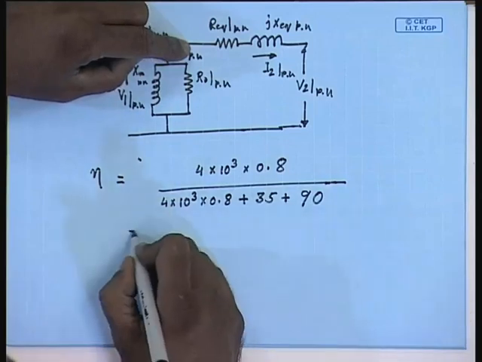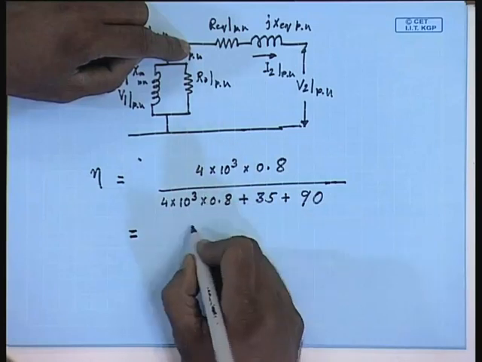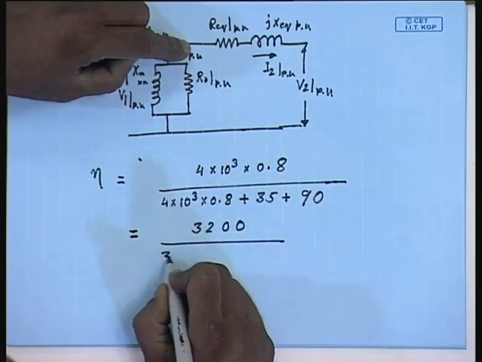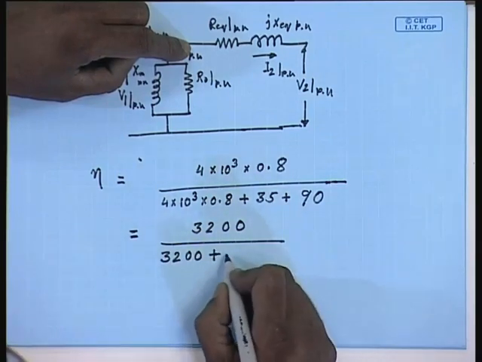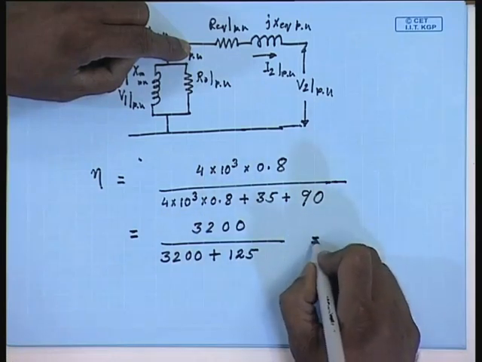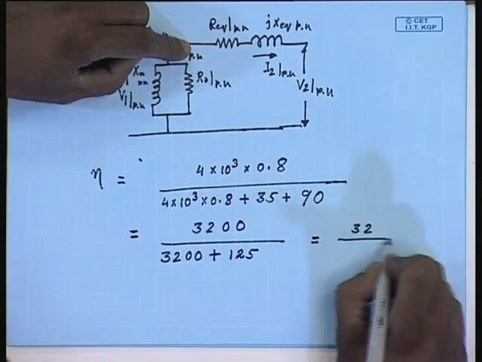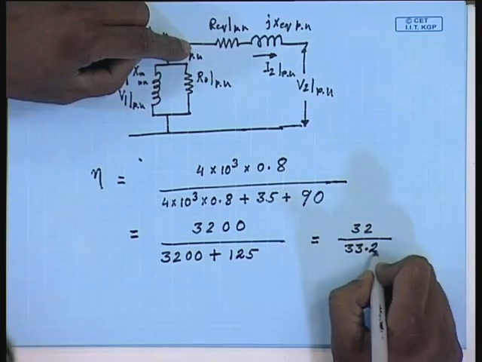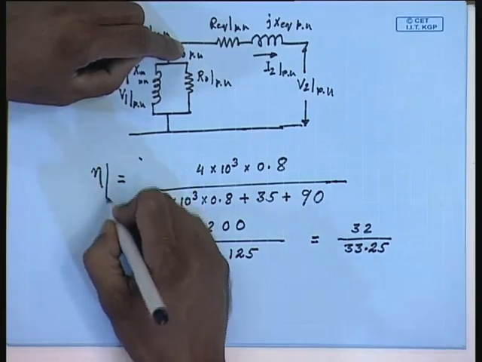So, at full load the efficiency is 3200 divided by 3200 plus 125, that is 32 divided by 33.25. This will be the full load efficiency.